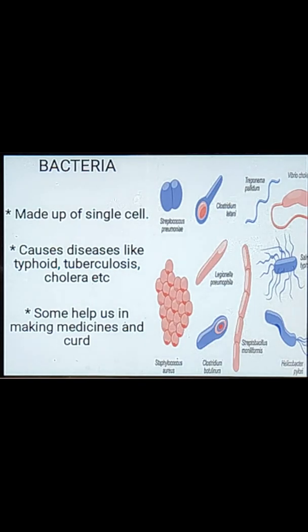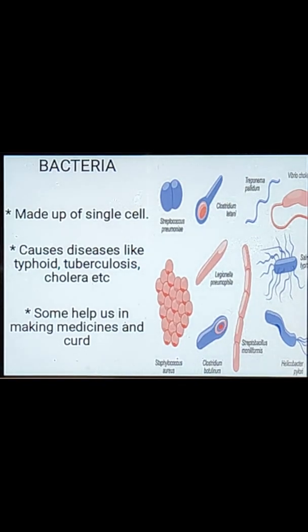So bacteria, in the figure you can see different types and different forms of bacteria, and their names are also given over there, but you don't need to remember all those. You just see the figure and the shapes of bacteria. Some of them are cocci shaped, some are in cluster form, some are spiral shaped, right? So what is bacteria? Bacteria is a type of microorganism that is made up of a single cell.